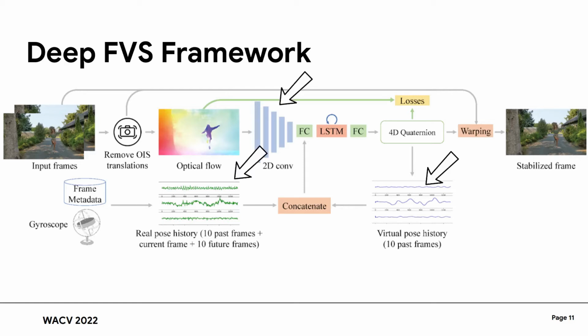In summary, the full motion representation contains three parts: the optical flow from video frames, the real camera pose history from the gyro sensor, and the virtual camera pose history from the network's output. The whole network can be trained without any supervision. Please refer to our webpage for more details.